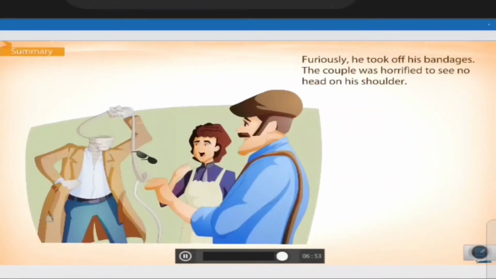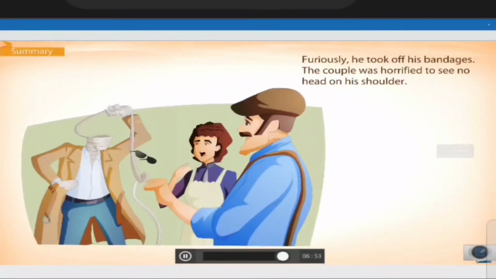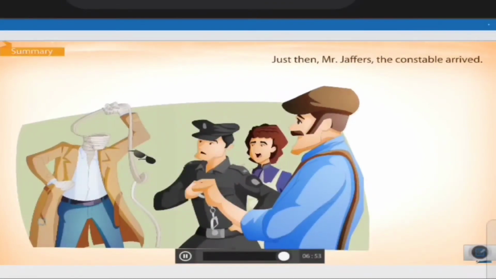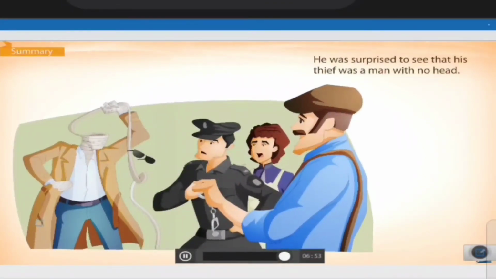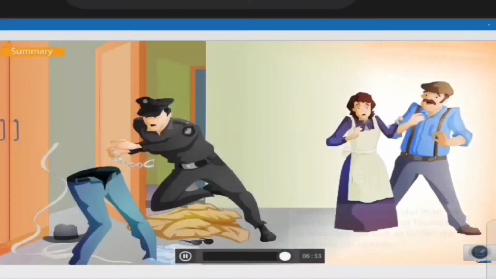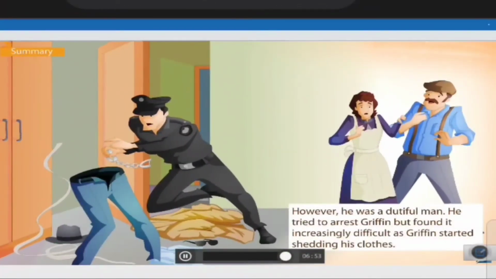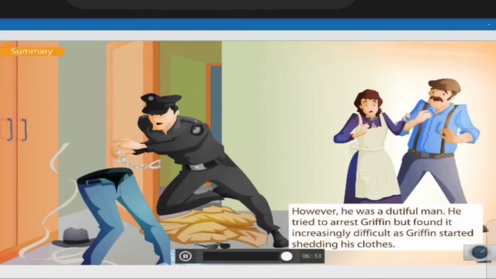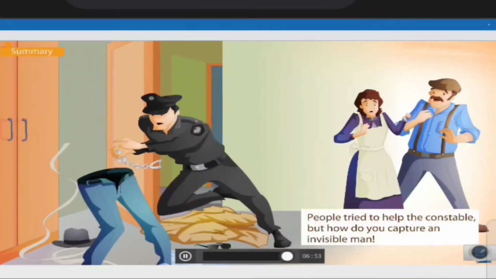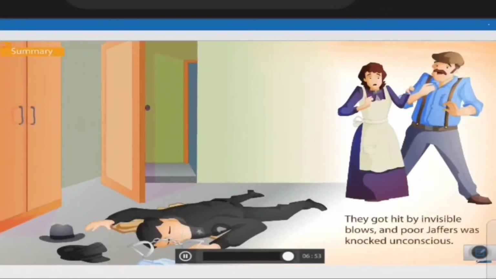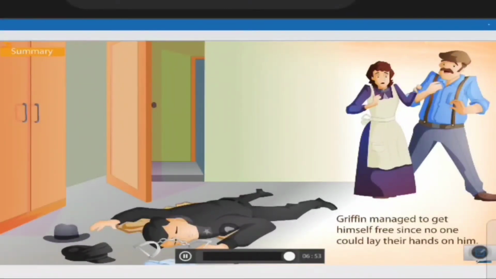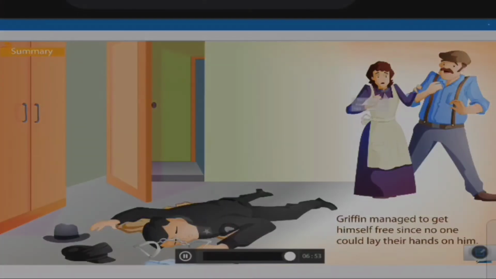Furiously, he took off his bandages. The couple was horrified to see no head on his shoulder. Just then, Mr. Jaffers, the constable, arrived. He was surprised to see that his thief was a man with no head. However, he was a dutiful man. He tried to arrest Griffin, but found it increasingly difficult as Griffin started shedding his clothes. People tried to help the constable, but how do you capture an invisible man? They got hit by invisible blows, and poor Jaffers was knocked unconscious. Griffin managed to get himself free since no one could lay their hands on him.